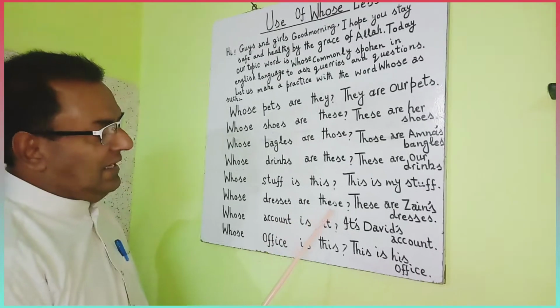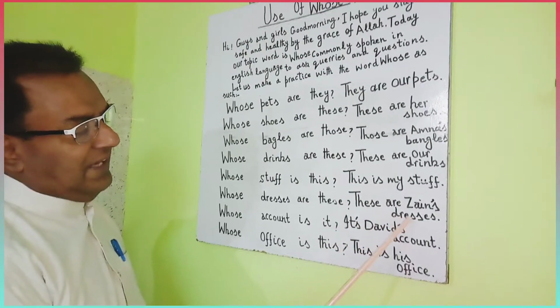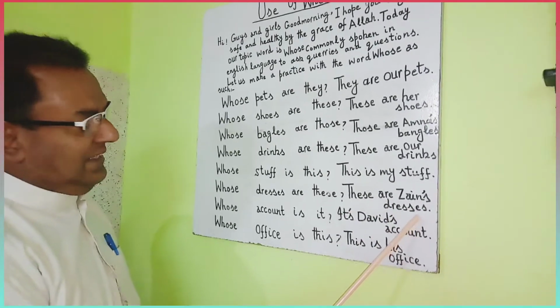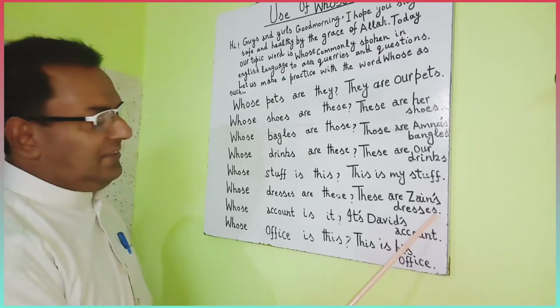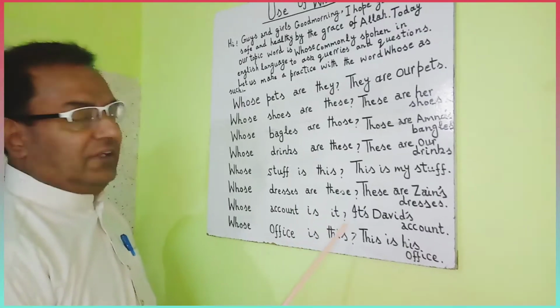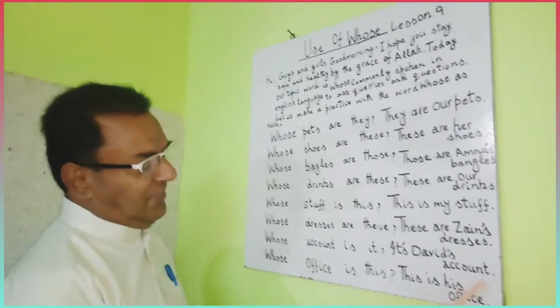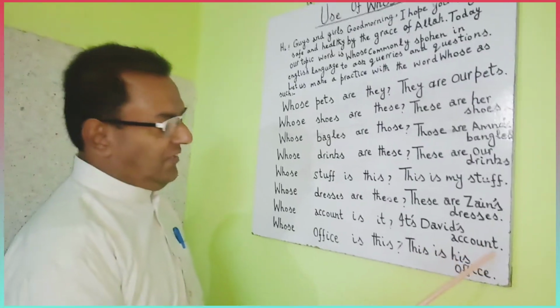And next query is: Whose dresses are these? These are Zane's dresses. Whose account is it? It's David's account.